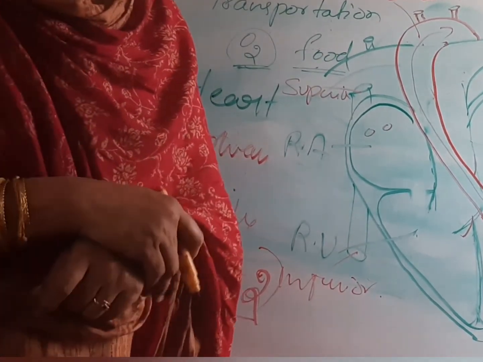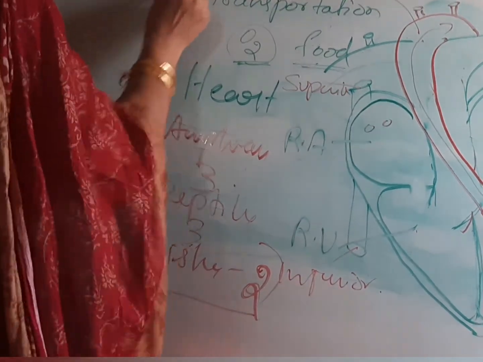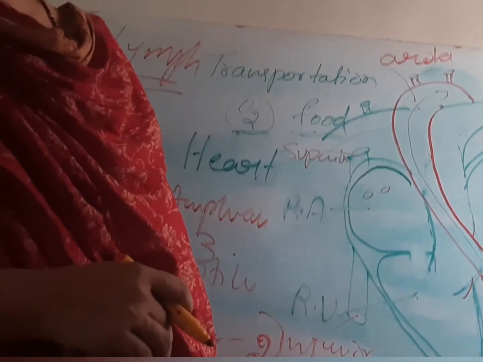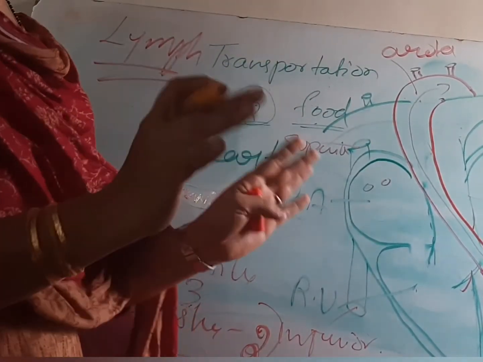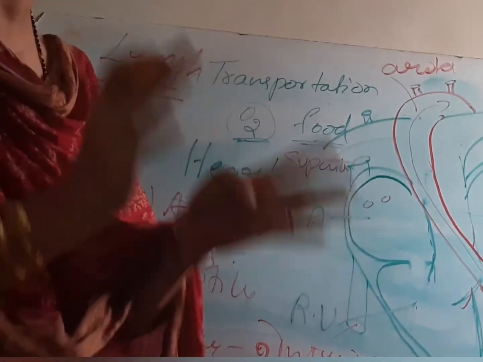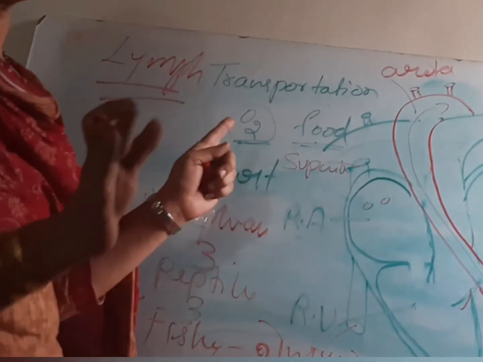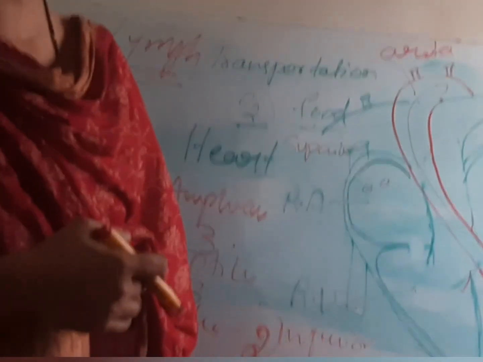There is one more concept, that is lymph. What is lymph? Lymph is a colorless blood. What do you mean by colorless blood? There is no hemoglobin. It is almost like plasma with certain water content, proteins and other elements, but no hemoglobin. How does this lymph work in human beings?